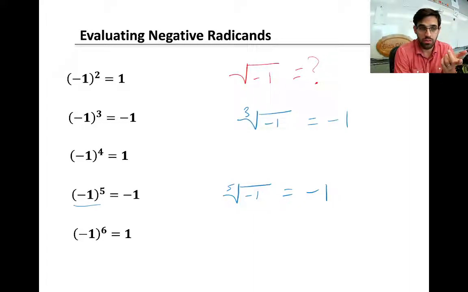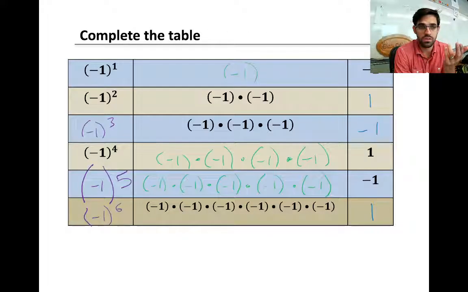And then the fourth root of negative 1 would be like the square root. There's an even number of negative 1s, so you can't get a negative out of that. Just like in this example, negative 1 to the power 4 is positive 1. There's no way to get 4 numbers multiplied that equals a negative.